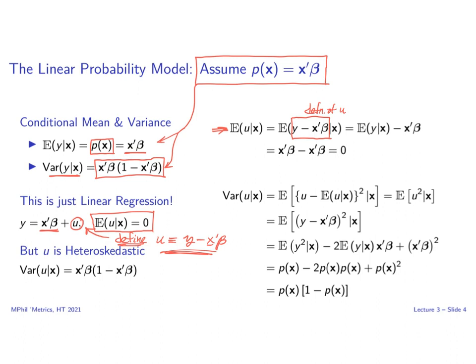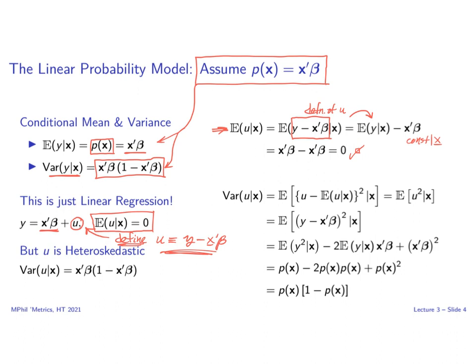Here we've used the linearity of conditional expectation. We've also used the fact that x prime beta is a known constant once we condition on x. Anything minus itself is 0, so we have shown that the expected value of u given x is indeed 0, which justifies my claim from before that the linear probability model is just ordinary least squares regression.